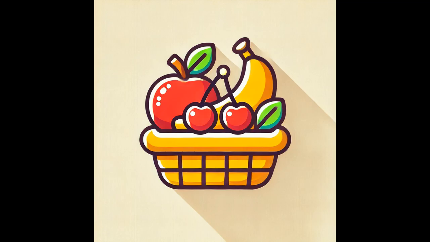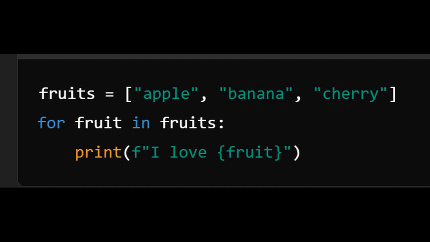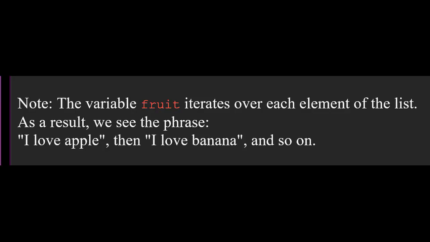Example 2. Iterating through a list. Now, another example. Imagine we have a list of fruits, and we want to print their names. fruits = ["apple", "banana", "cherry"]. For fruit in fruits: print(f"I love {fruit}"). Note, the variable fruit iterates over each element of the list. As a result, we see the phrase I love apple, then I love banana, and so on.